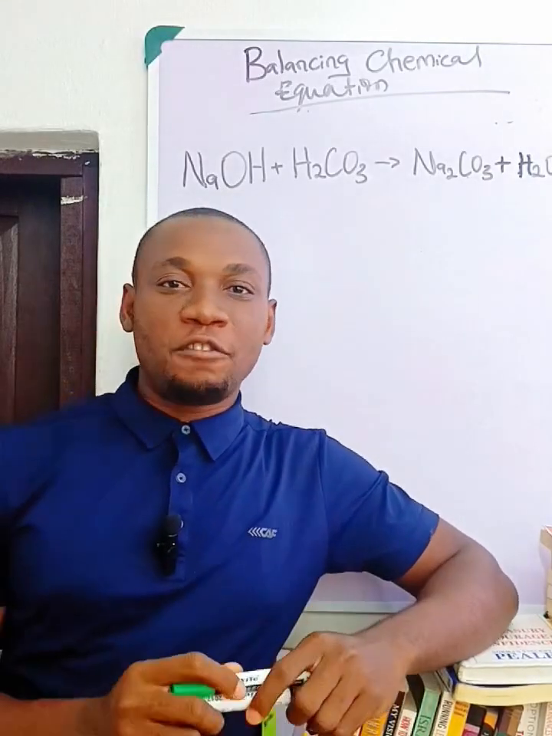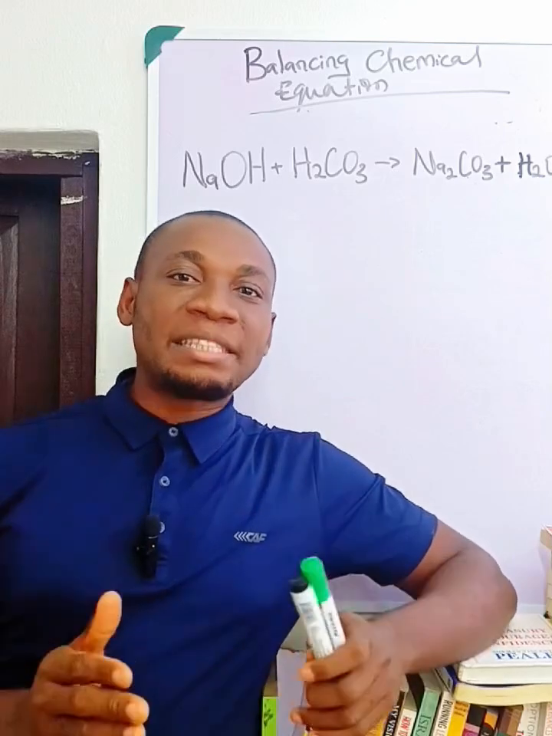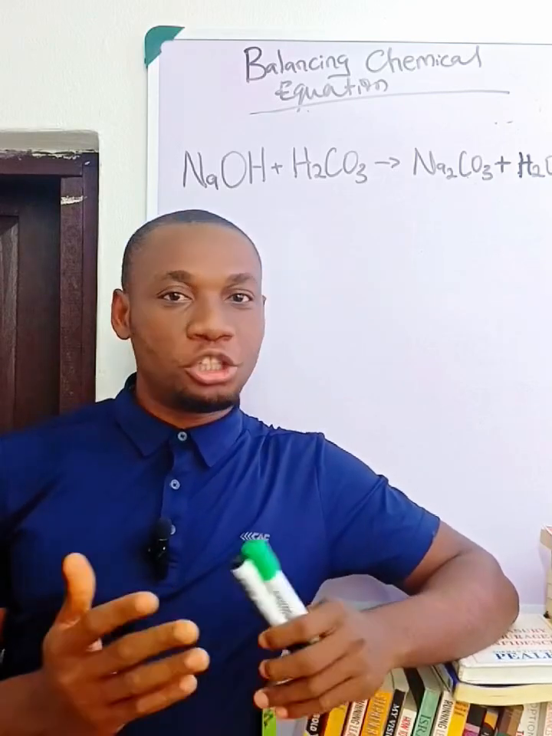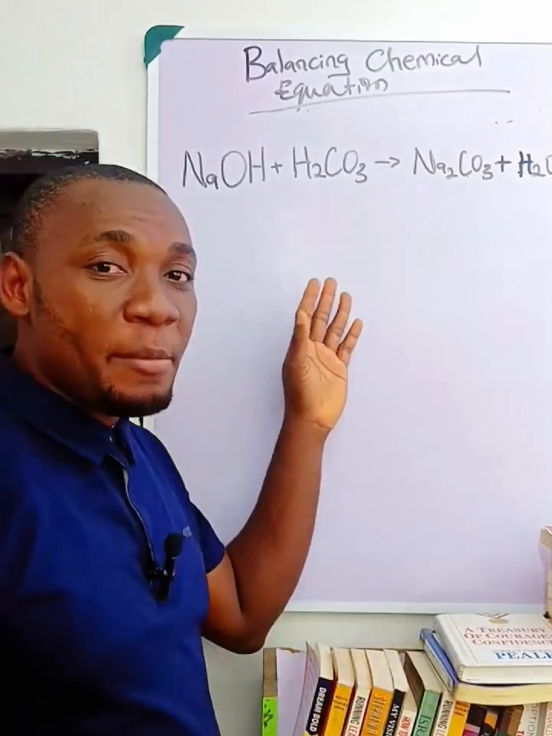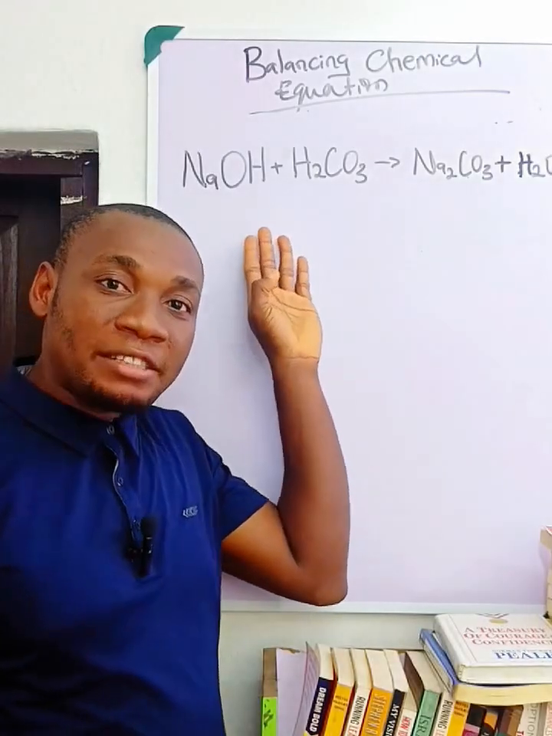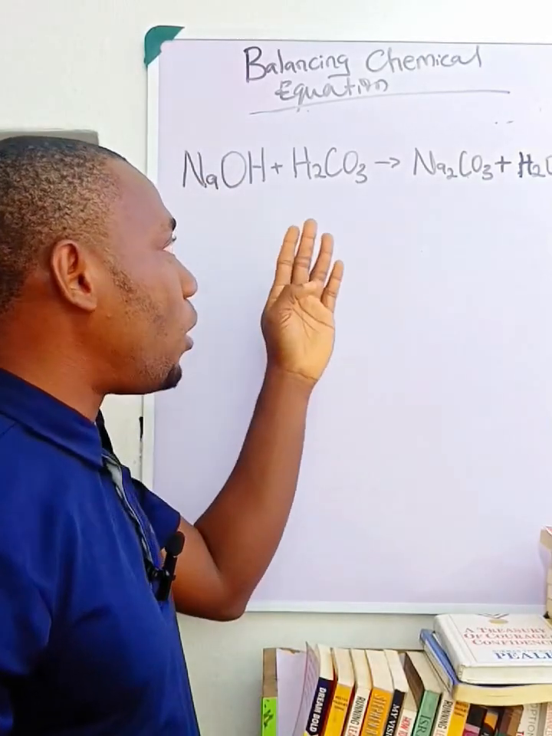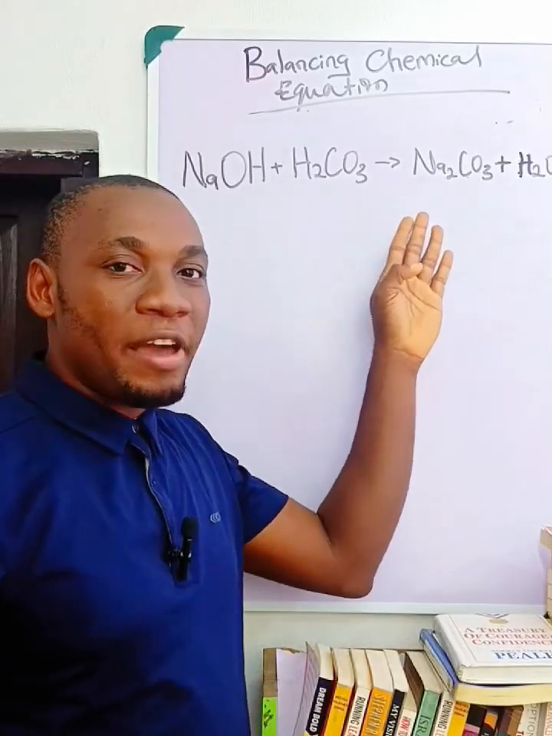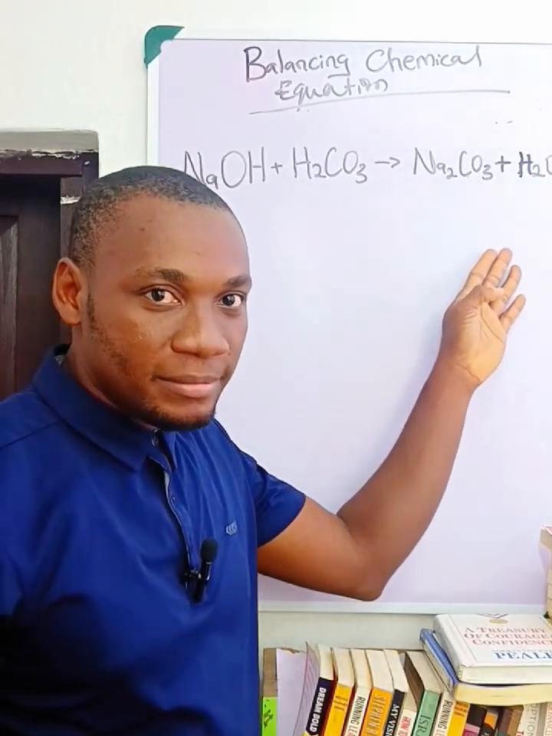The law of conservation of mass states that matter can neither be created nor destroyed. For us to sustain that law, in every chemical equation, the number of atoms of elements on the reactant side must be equal to the number of atoms of elements on the product side.